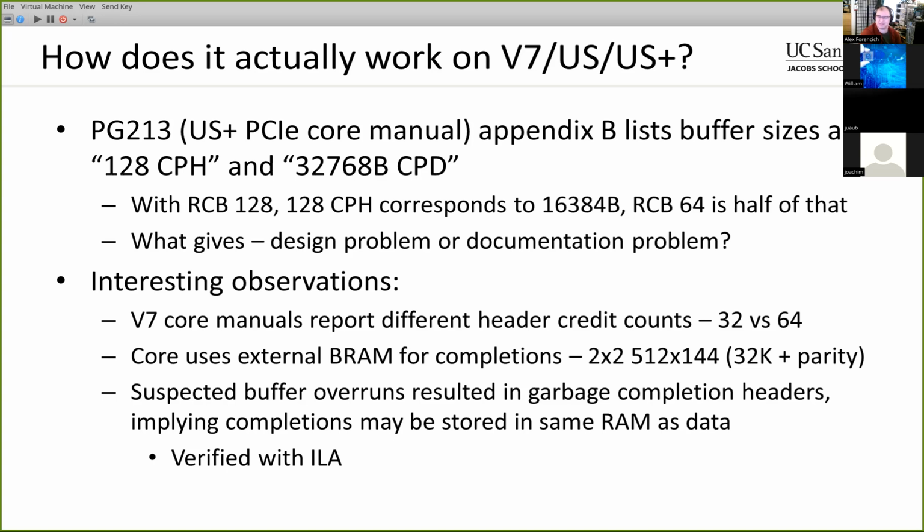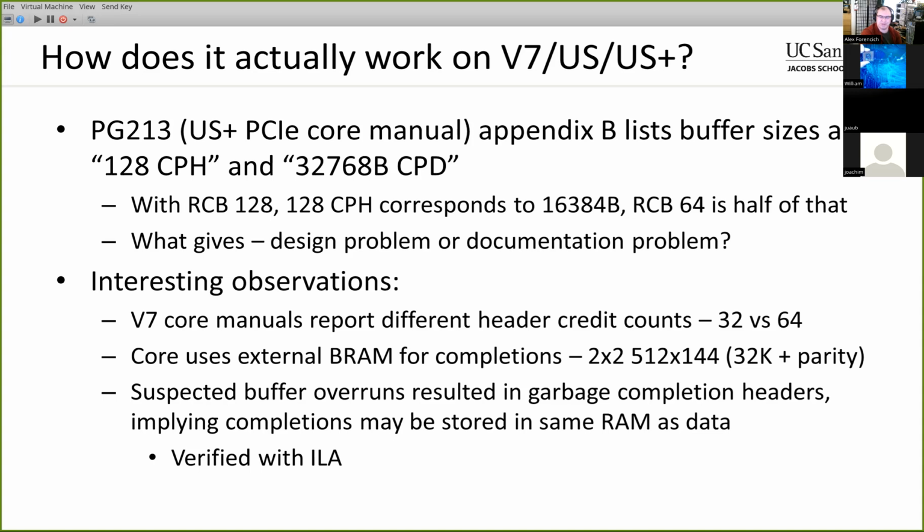The first one that's interesting is that the Virtex 7 core manual actually has different header credit counts in different versions. Version 2 of the manual has 32 completion header credits, and version 4 point something has 64. Ostensibly the core is the same, because that's burned into silicon on the FPGA. So I'm not sure why they'd be presenting a different number, unless there's some dependence on the soft logic, or maybe this number is kind of misleading and not actually representative of reality.